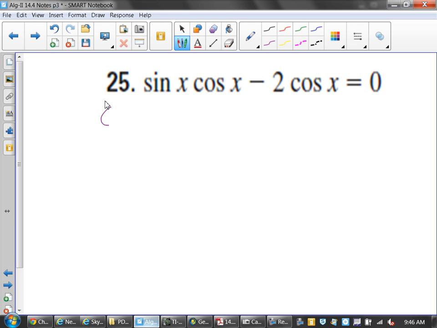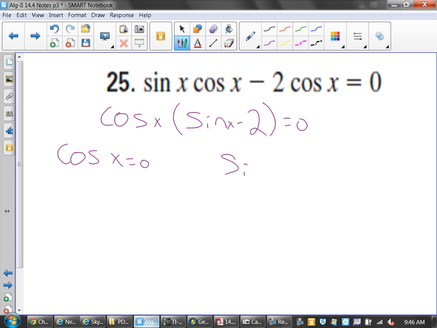So we have cosine of x times (sine of x minus 2) equals 0. Now I'm down to a factored form, which means those two individual parts have to be set equal to 0 to solve it. So I'm either going to have cosine of x equals 0, or sine of x minus 2 equals 0. When I get down to that part, it's just a matter of figuring it out from there.